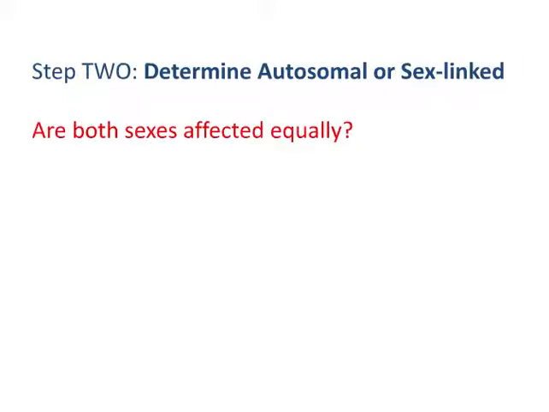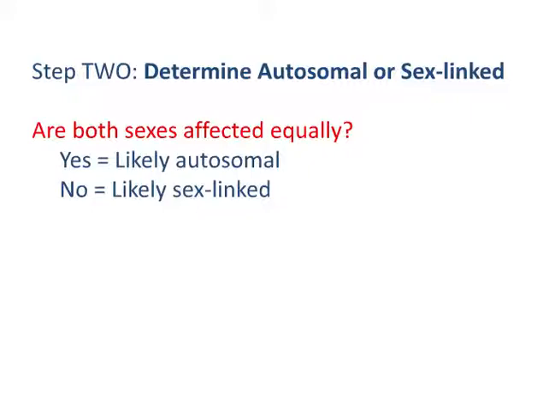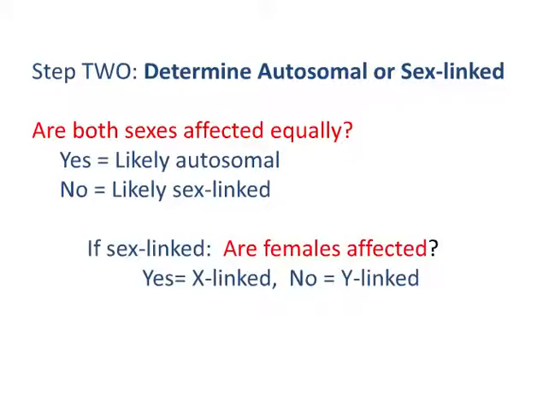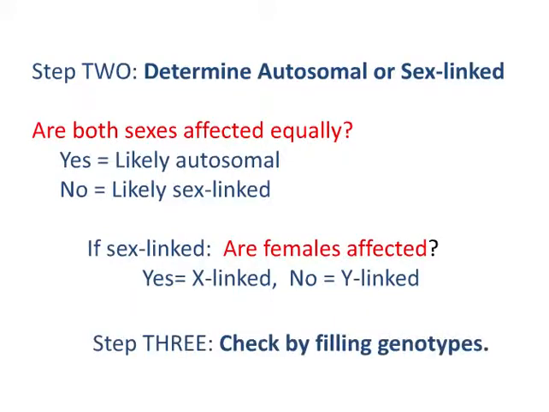The next step is to determine whether it's autosomal or sex-linked inheritance. Are both sexes affected equally? If so, it's likely to be autosomal. If not, it may be sex-linked. If it is sex-linked, are any females affected? If so, it may be X-linked. X-linked dominant traits are more frequent in females than males, while X-linked recessive traits are more frequent in males than females. If no females are affected, it's likely Y-linked.